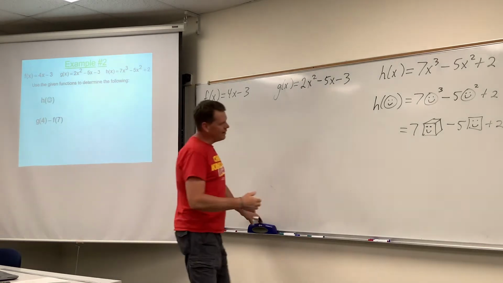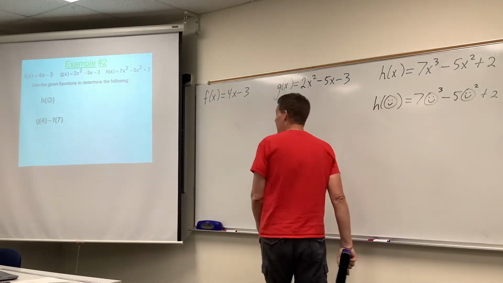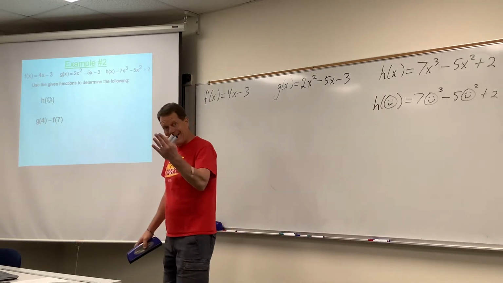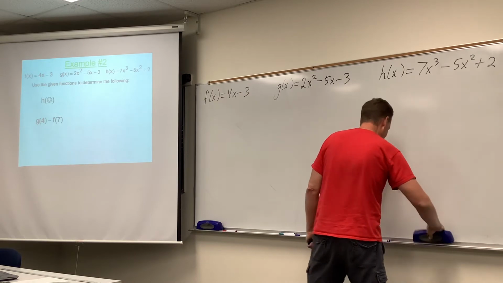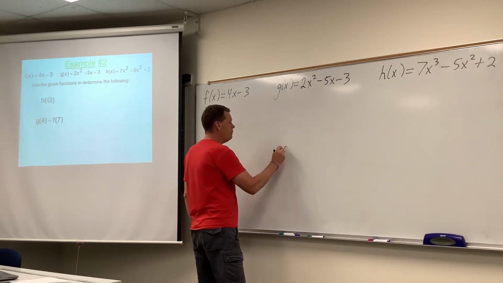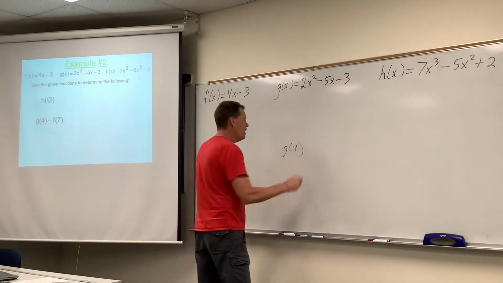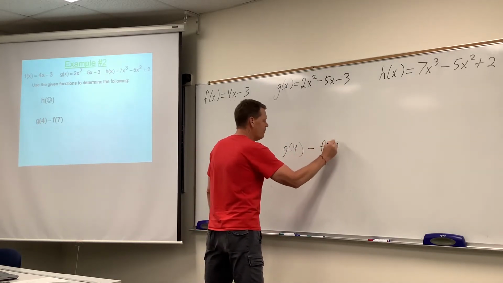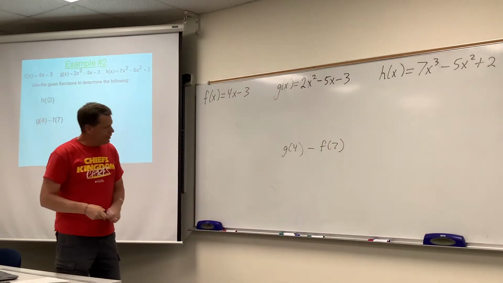All right, so not that big of a deal. And that would be the first one. We'll call that example 2, part A. All right, let's go ahead and do this first column of examples. Part B says g of 4. That's how you say that, by the way. G of 4 minus f of 7. All right, so I would look at this as 2 separate parts to the question here.